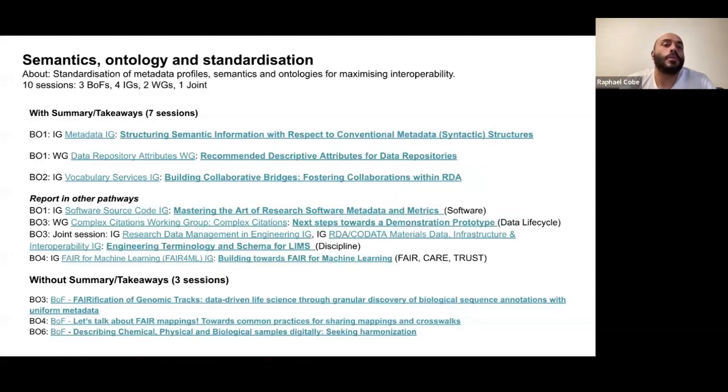The next pathway that we report on is the semantics, ontology, and standardization pathway. For this, we had 10 sessions, 3 BoFs, 4 interest groups, 2 working groups, and 1 joint session. We've had 7 sessions with summaries and takeaways, and from them, we selected 4 to be reported on other pathways. And we had 3 without any takeaways.